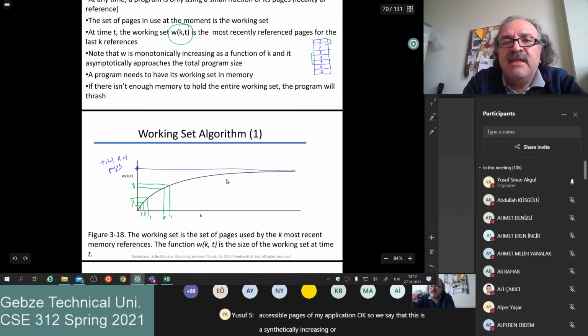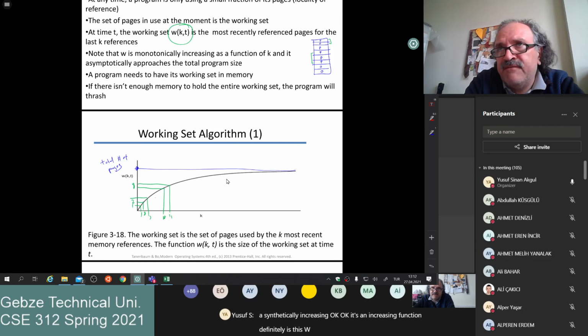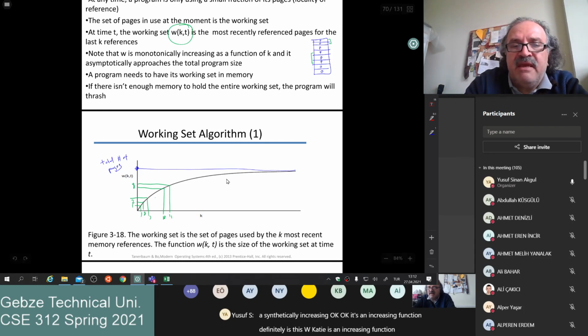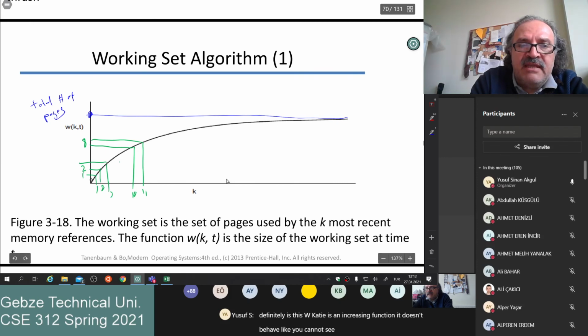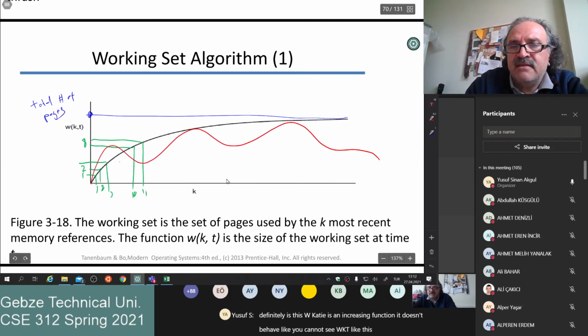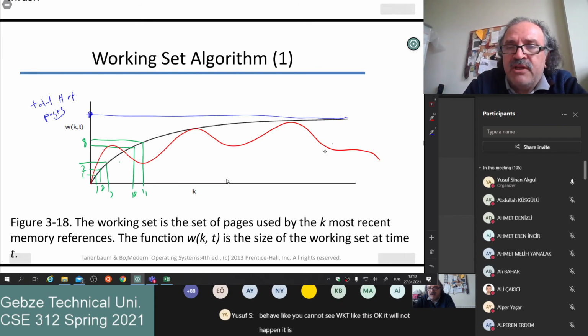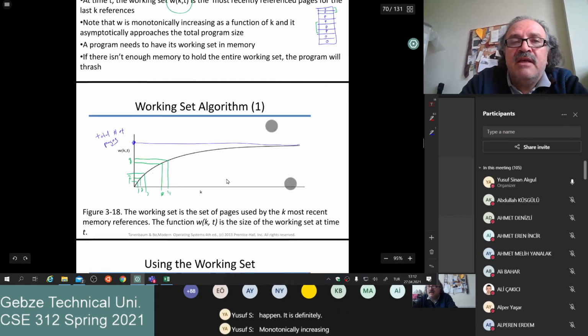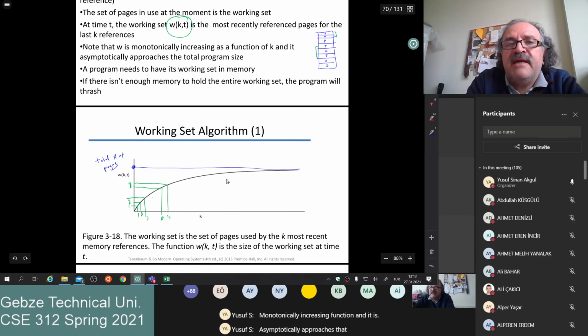It's an increasing function, definitely. This W(k,t) is an increasing function. You cannot see a W(k,t) like this. Okay, it will not happen. It is definitely a monotonically increasing function, and it asymptotically approaches the total program size. Okay, so the thing is this.